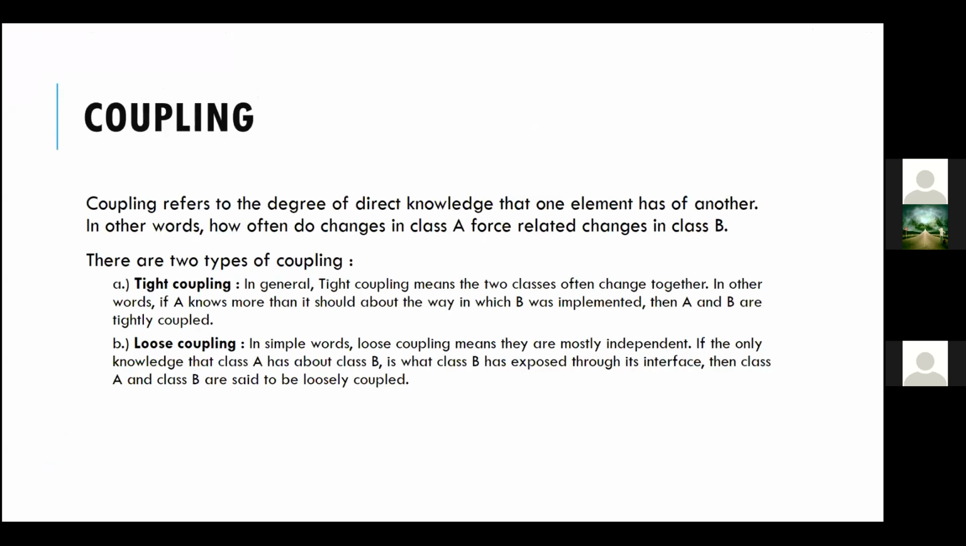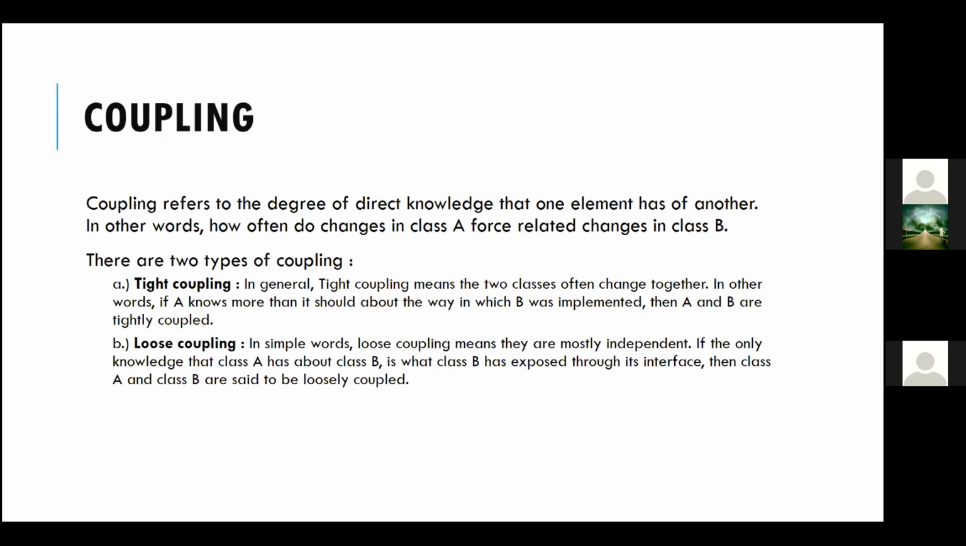Next, we have coupling. Coupling refers to the degree of direct knowledge that one element has of another. In other words, how often do changes in class A force related changes in class B? There are two types of coupling: tight coupling and loose coupling. In general, tight coupling means the two classes often change together. In other words, if A knows more than it should about the way in which B was implemented, then A and B are tightly coupled.